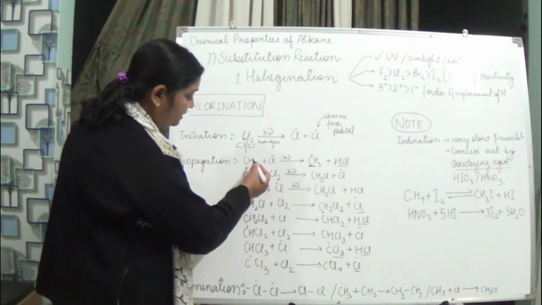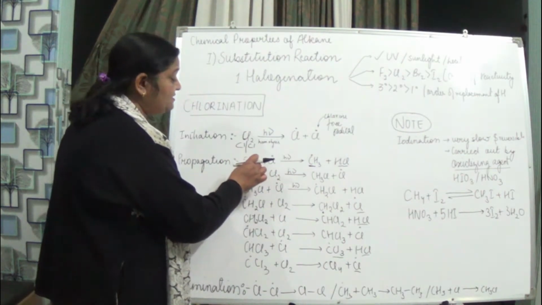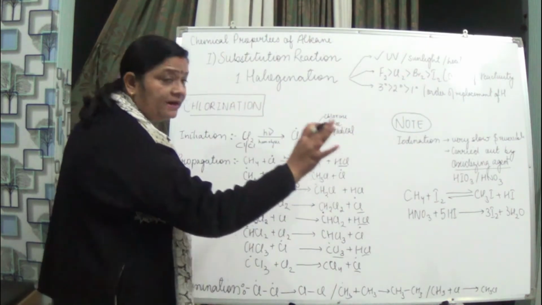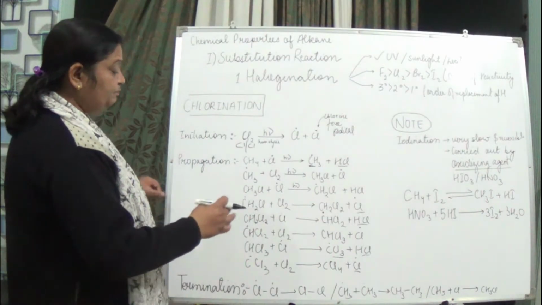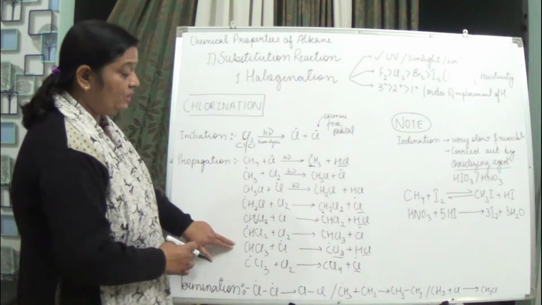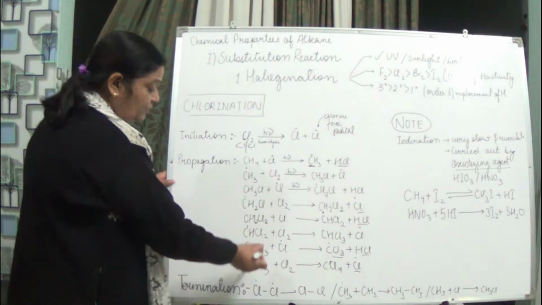So from the beginning to the end, we have seen that all the hydrogen atoms present in methane have been replaced by chlorine. In this type of reaction, all the hydrogens are replaced one by one, and in this manner the reaction is propagating.